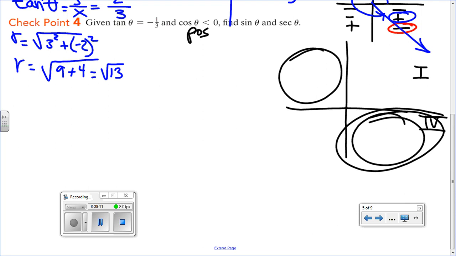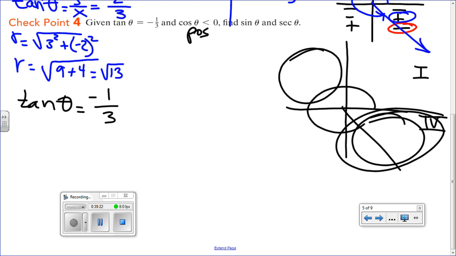So then if we go in this direction, what is going to be negative, the x or the y? Okay, so then -1 over 3. So if I want to say cotangent, that would be the reciprocal of it, so it's going to be -3 over 1, so that's -3.